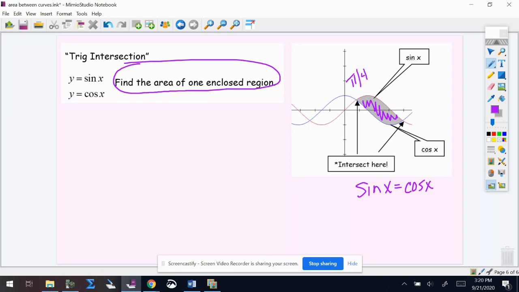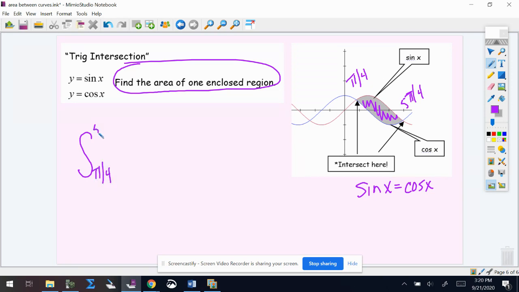Well, sine and cosine end up the same at pi over 4. So at pi over 4, they're both equal to radical 2 over 2. And then again, in the third quadrant at 5 pi over 4, they are both equal to negative radical 2 over 2. So those are the 2 times, if you go around the unit circle, that you would see sine and cosine are equal. So those are going to be your boundaries.